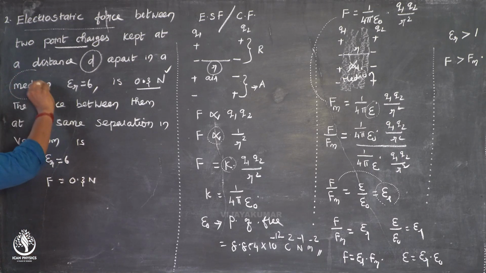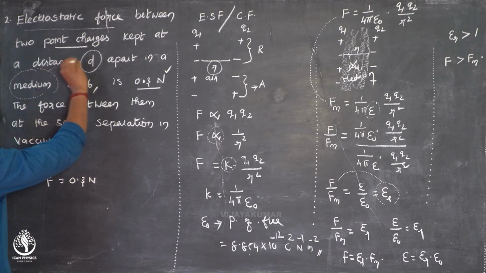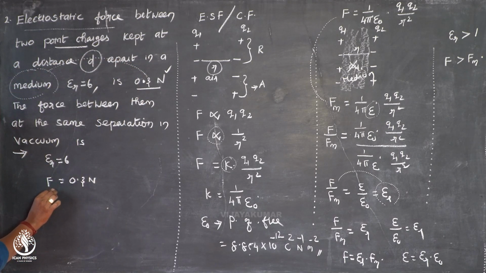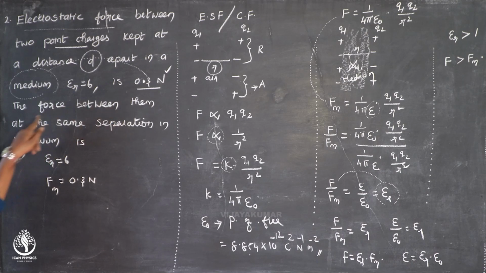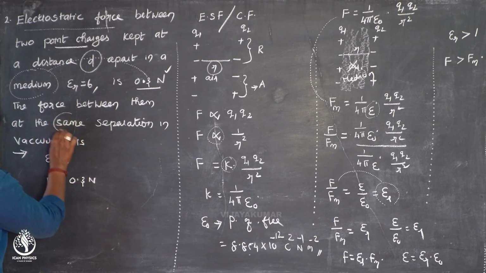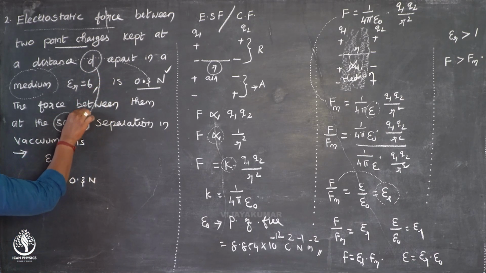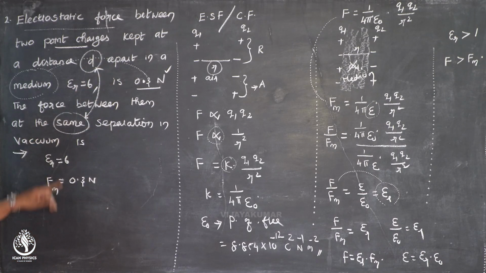But here which word is given? Medium. So we can say it is the force in the medium. Next, what is asked? The force between them at the same separation. So what is same separation? At the same d, in vacuum. Instead of vacuum, they may use the word air. The force in air is 1.